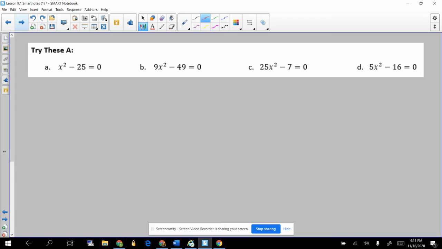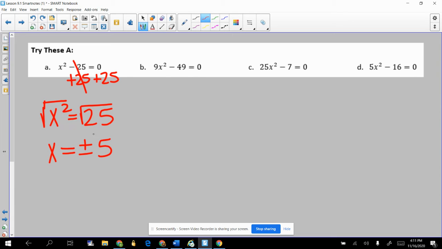So in this first one, again, we want to isolate the x squared. So I would go ahead and add the 25 over. And then I'm left with x squared equals 25. And now my x squared is isolated, so I would go ahead and take the square root of both sides. And the square root of x squared is x. And the square root of 25, I am going to write as plus or minus 5. And that's it. There's your answer. All right. Then let's move on to part B.